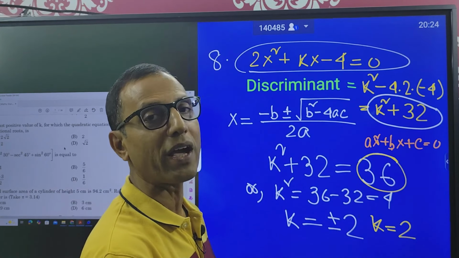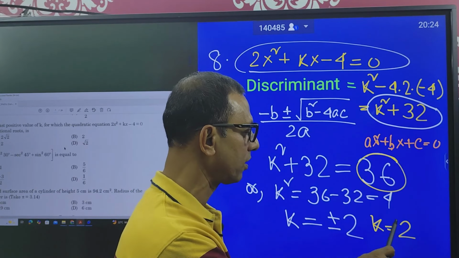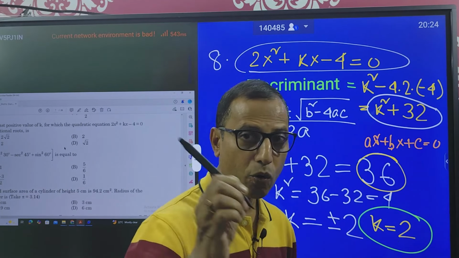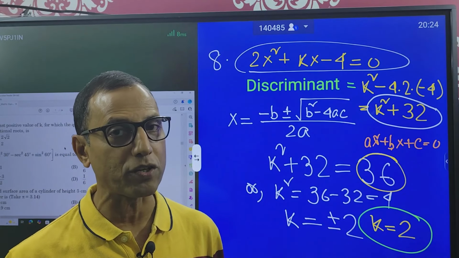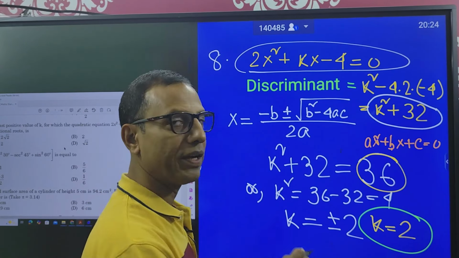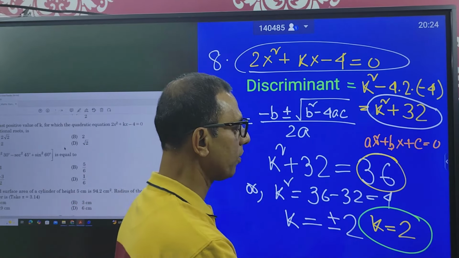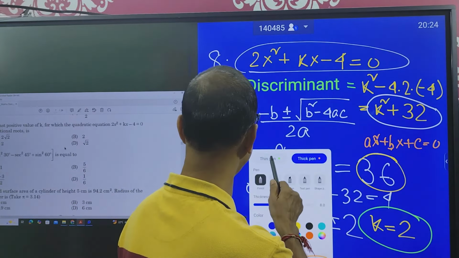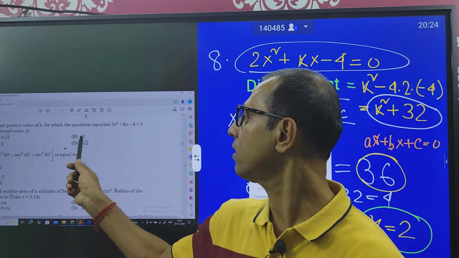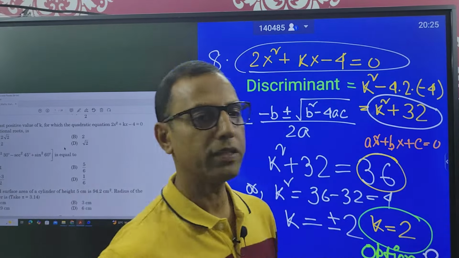Now, positive value of k, least positive value. Therefore we will negate k equals to minus 2. We will consider k equals to 2. This is the answer. Even though it is a multiple choice question, it's a very good question and a bit tricky, right? So k equals to 2, which option is given for k equals to 2? K equals to 2 is given for option B. So the answer is option B.